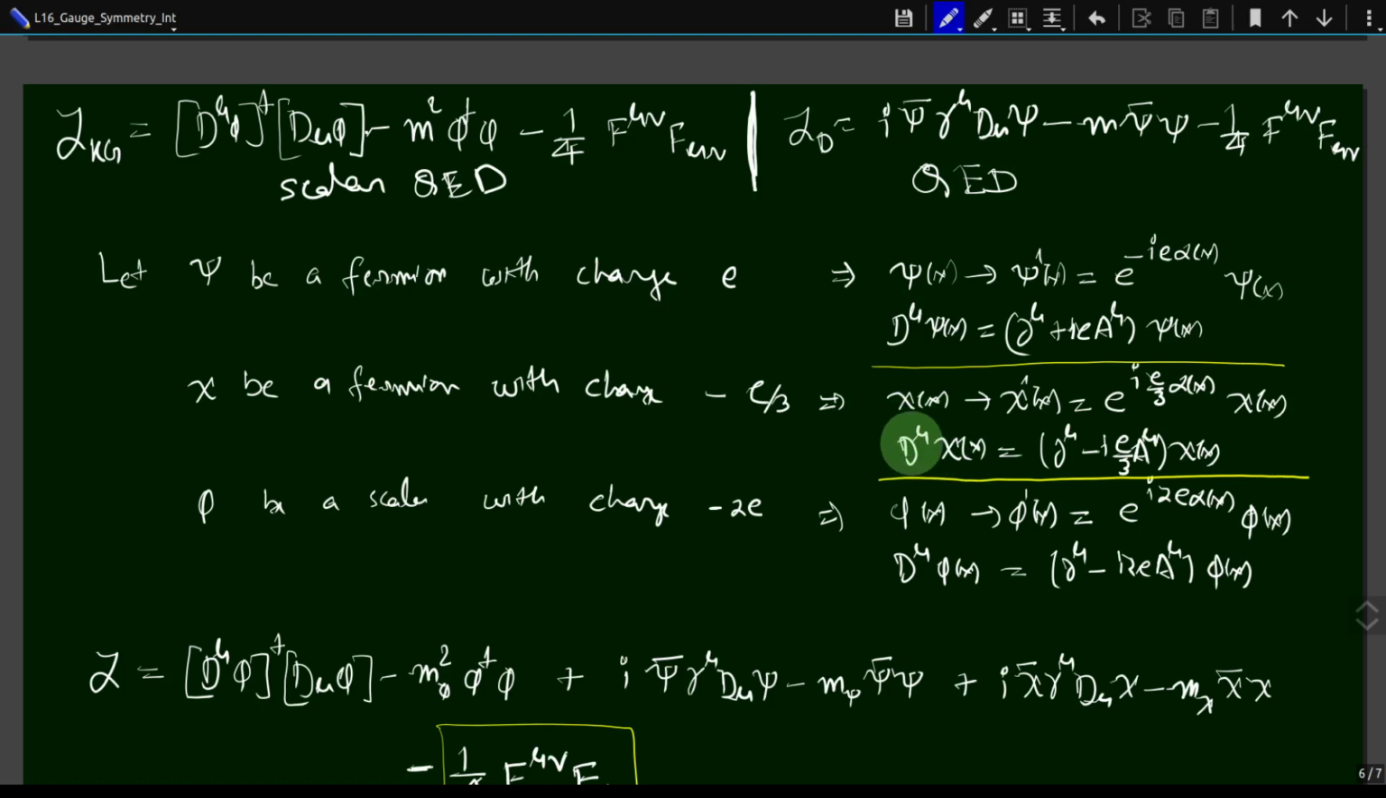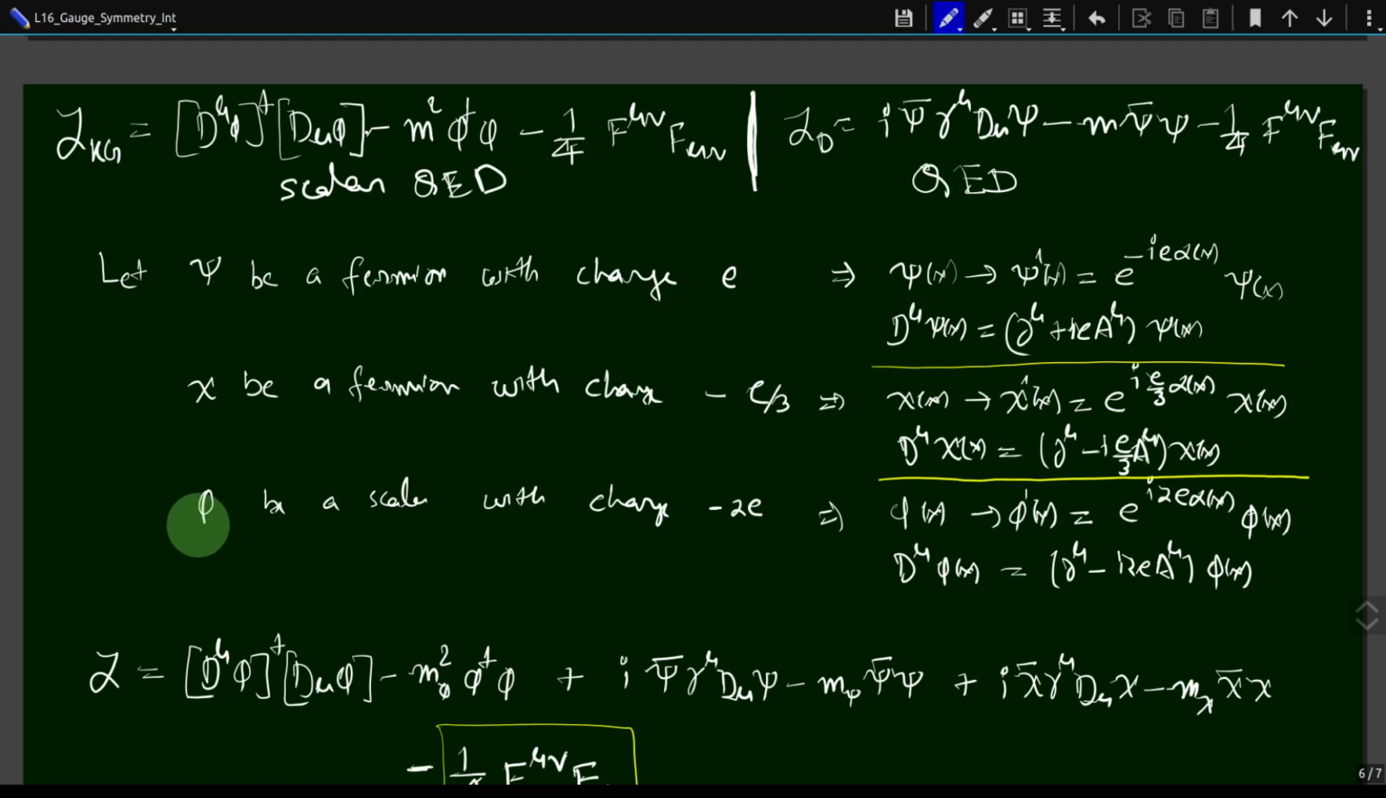What should be the expression of d mu? It depends on what the electric charge of chi is. That's how it will be acting, and that's how it will be transforming. So this is the transformation rule here, and this is the rule to write the corresponding covariant derivative.